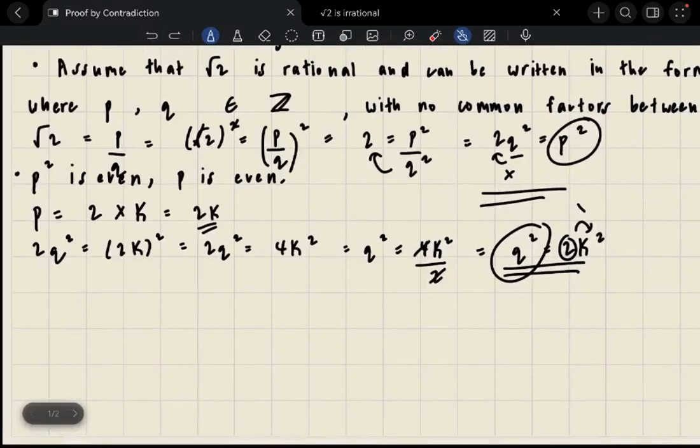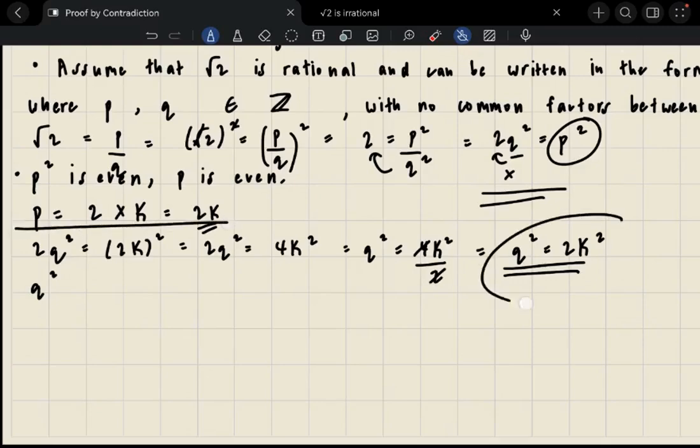So I'm just going to remove that, because q squared, you don't have to write this part down exactly since we already showed it here and also showed it here, and these two are basically the same thing but showing for both p and q, but I'm just gonna write it so that it's more clearer. So q squared is even, so q is also even.